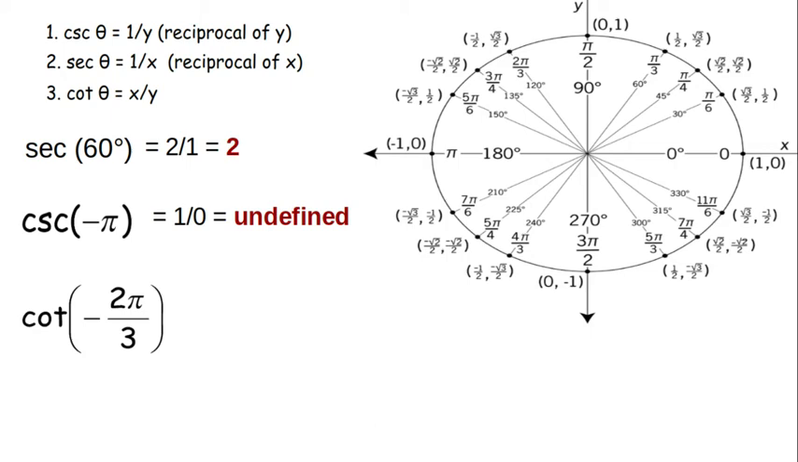So if I go from positive 2 pi over 3, negative 2 pi over 3 would be right down here, the reflection over the x-axis. So this is the point that we're interested in. So negative 2 pi over 3 would bring us here.